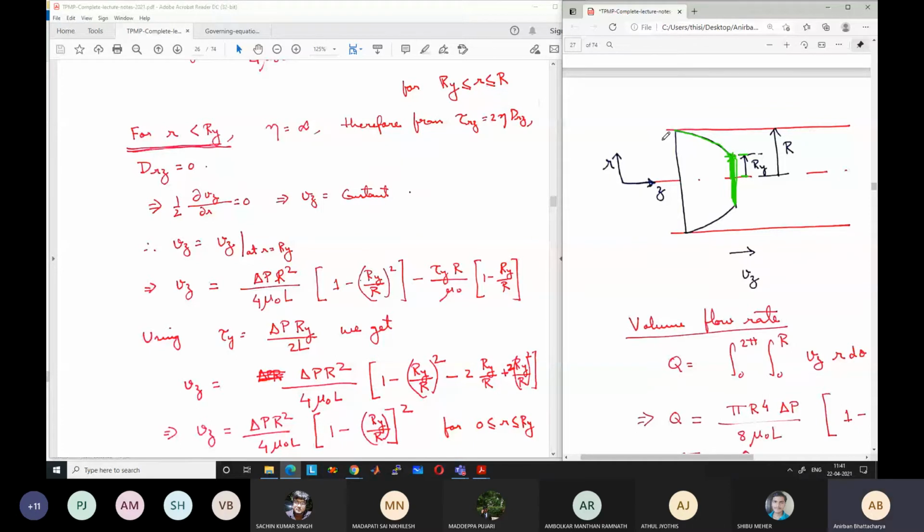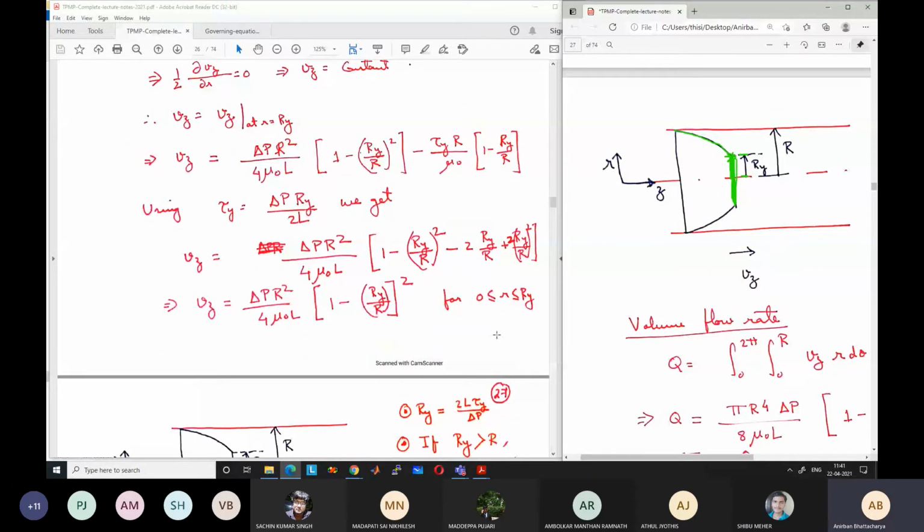So this can also be simplified using tau y equal to delta p ry by 2L to some simplified form. You can try this later on. Vz is equal to delta p R squared by 4 mu 0 L times 1 minus ry by R, whole squared. Okay, you can try that later on. Just algebraic simplification.